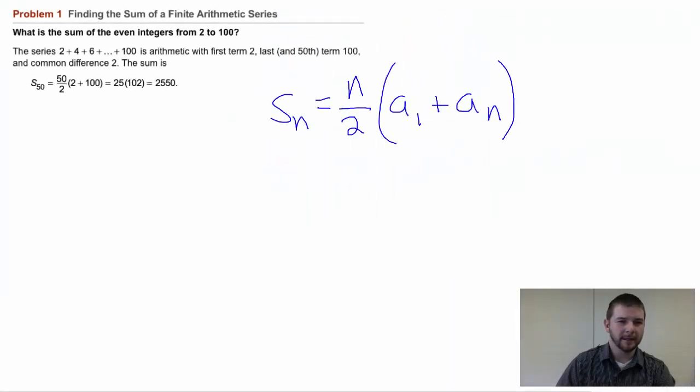Example problem 1, finding the sum of a finite arithmetic series. So we have a formula. Let's put it to use. What is the sum of the even integers from 2 to 100?